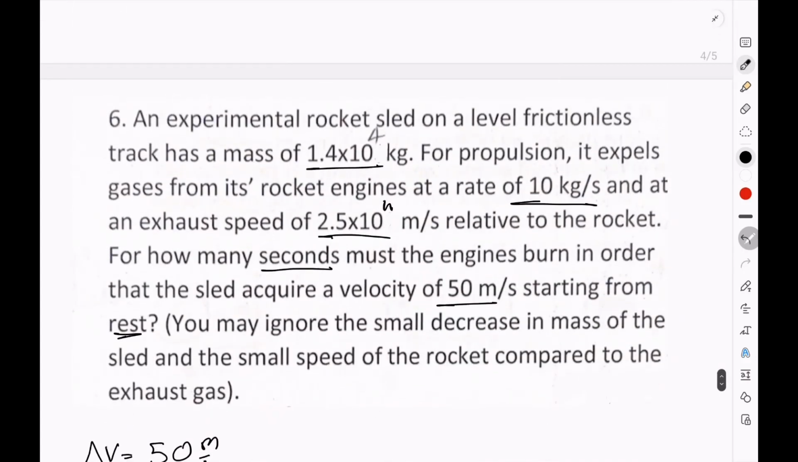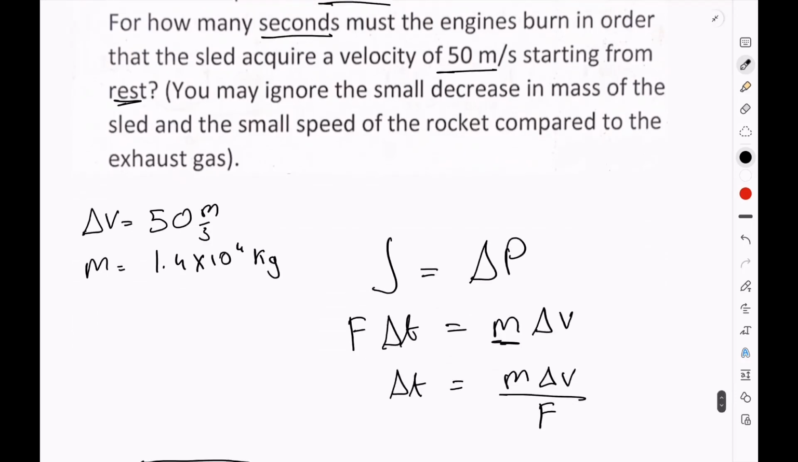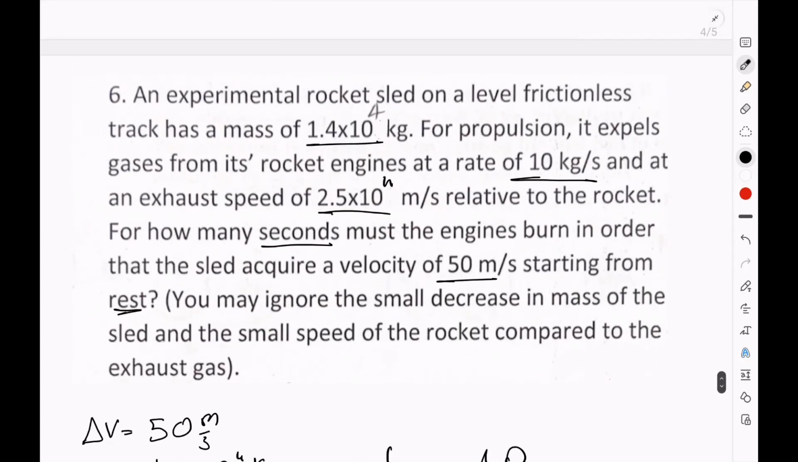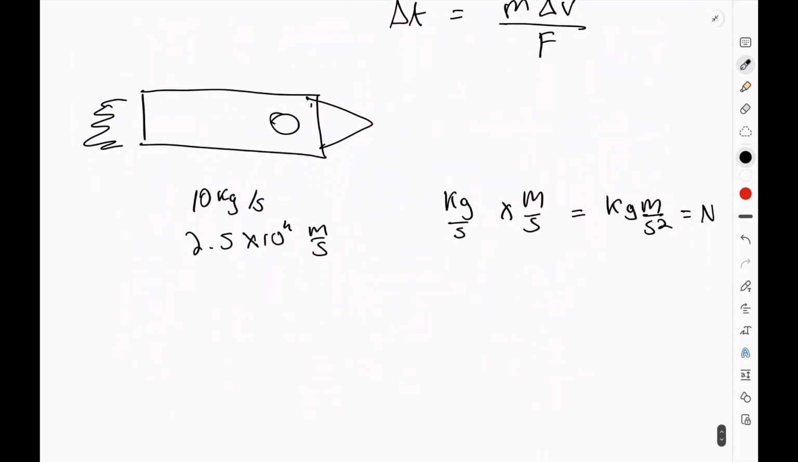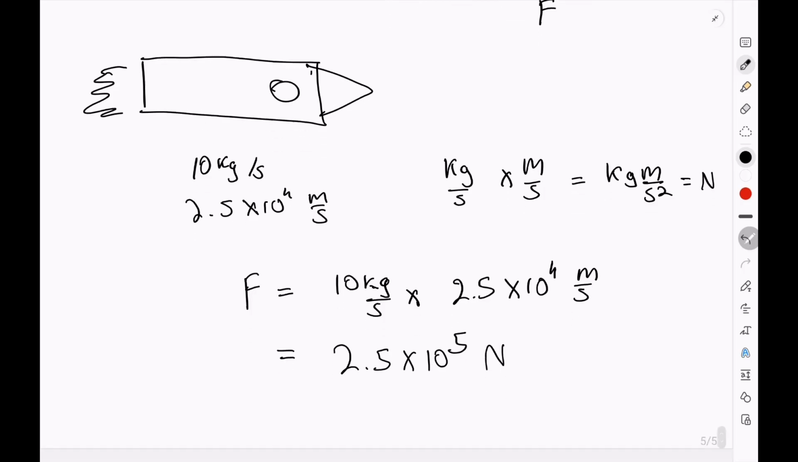If you're unsure why it makes up the force, you can just look at the units. kg per second times meters per second makes kg times meters per second squared, which is the unit for newtons, which is the unit for force. So that's just to make it clear why we're using the expulsion rate and the exhaust speed to measure the force. So the force is equal to 10 kg per second times 2.5 times 10 to the 4 meters per second. This gives us 2.5 times 10 to the 5 newtons.